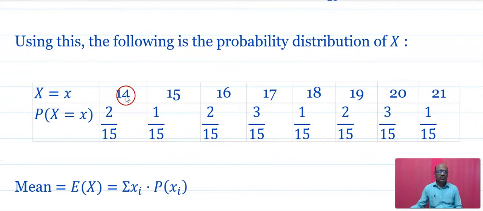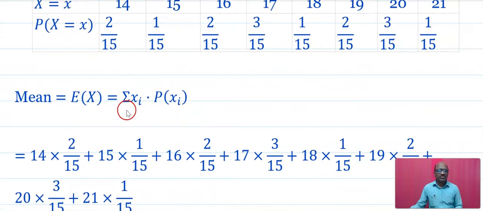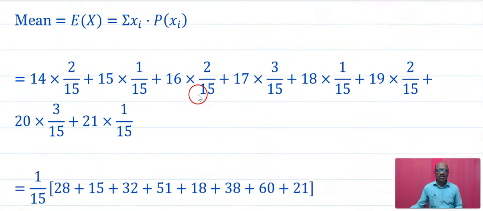The ages of the students are 14, and their probability is 2 upon 15; 15, 1 upon 15; 16, 2 upon 15; 17, 3 upon 15; 18, 1 upon 15; 19, 2 upon 15; 20, 3 upon 15; 21, 1 upon 15. Now the mean E of x is equal to summation xi into P of xi.